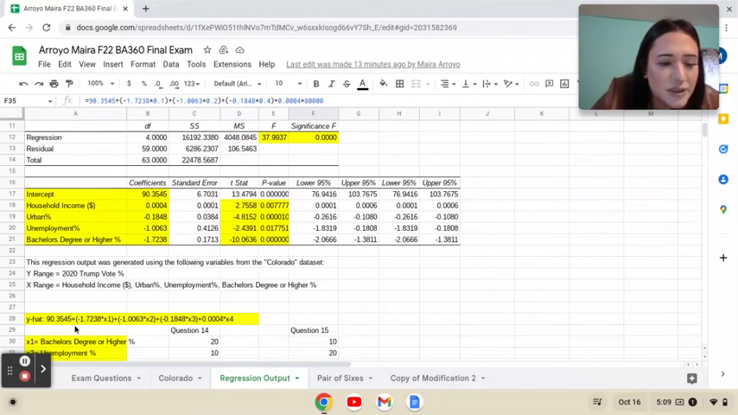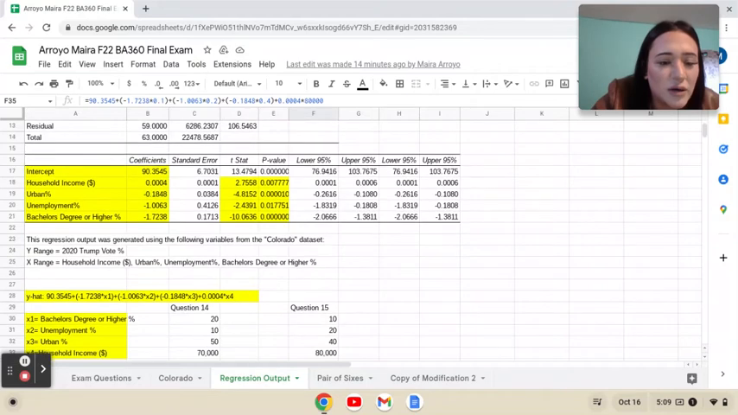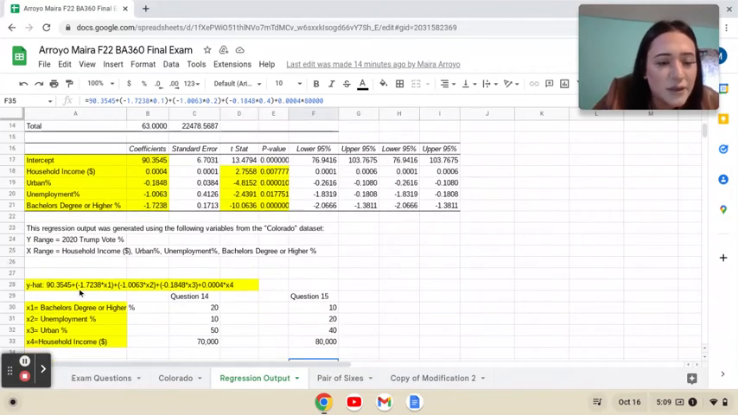So the first coefficient is the intercept. Then I added the bachelor's degree or higher. After that, I added the unemployment percentage coefficient. Then I added the urban percentage coefficient, and then I added the household income. And to each of those, I multiplied by what they are. So for example, the negative 1.7238 is the bachelor degree or higher percentage coefficient, and I just multiplied that by x1, which is the bachelor degree or higher percentage.